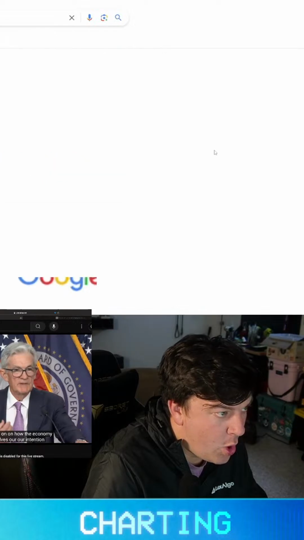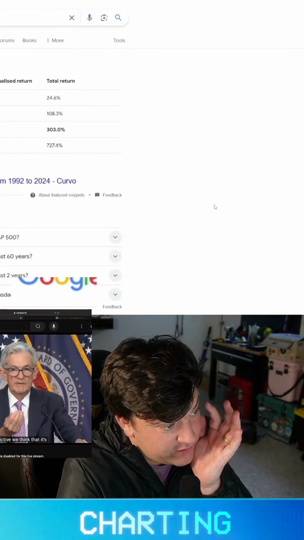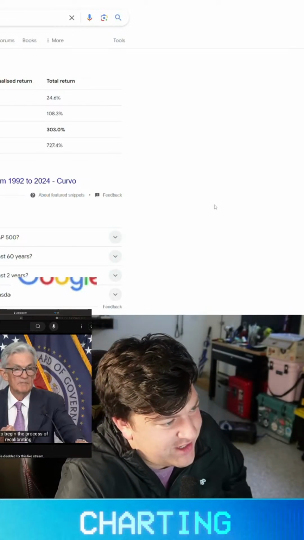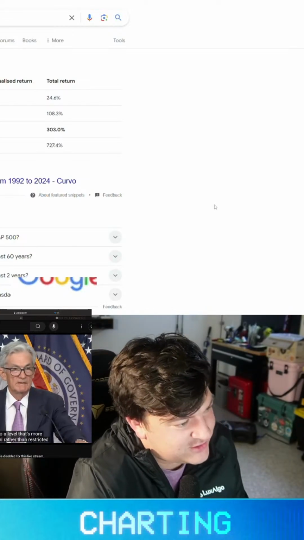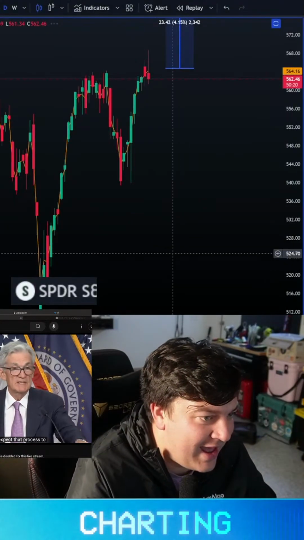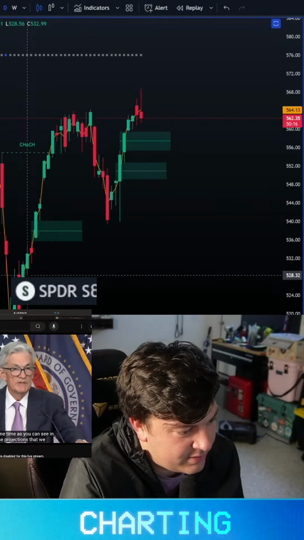Our intention, though, is that we think our policy was appropriately restrictive last year. We think it's time to begin the process of recalibrating to a level that's more neutral rather than restrictive. We expect that process to take some time, as you can see in the projections that we released today.